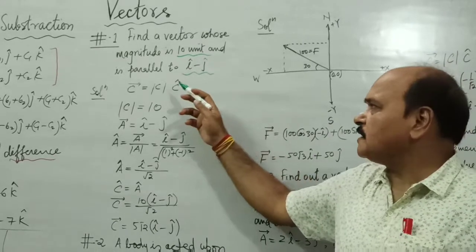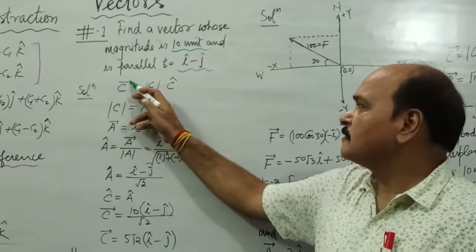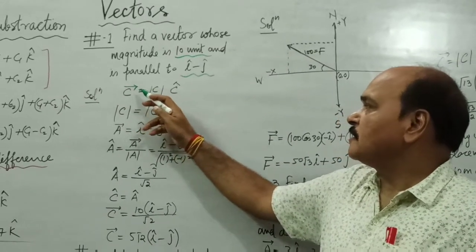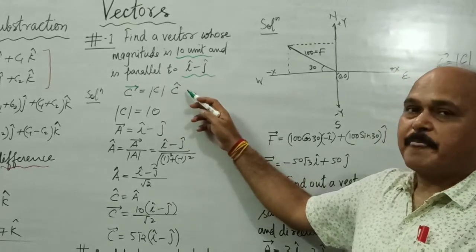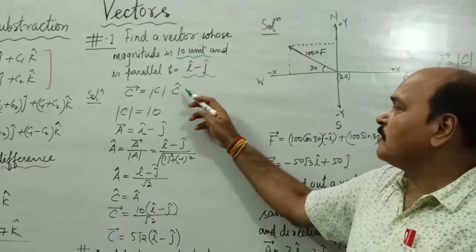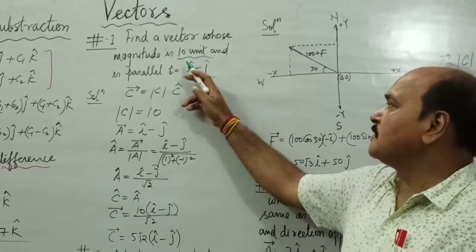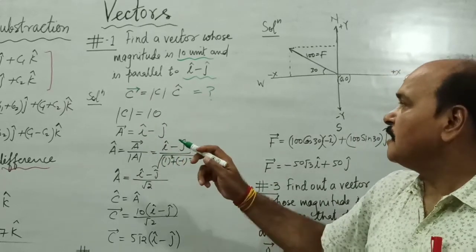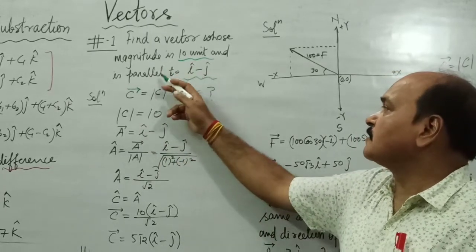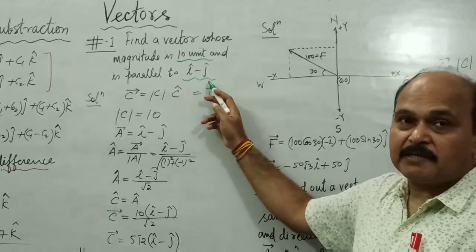So let us assume that we are supposed to find vector C, whose magnitude is C modulus and direction is C cap. So what is the magnitude of this C vector which we are supposed to find? That is given as 10 units. So C modulus is 10. And what is the direction of C? The direction of C is the same as that of i minus j.